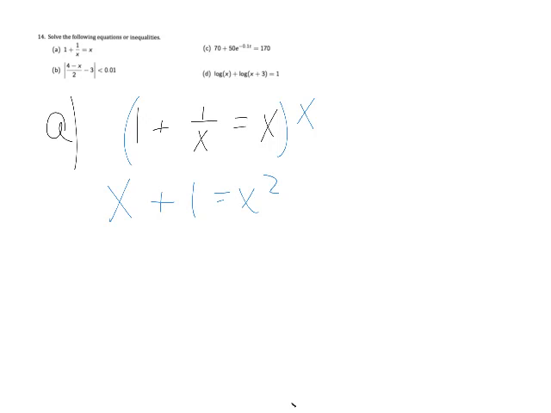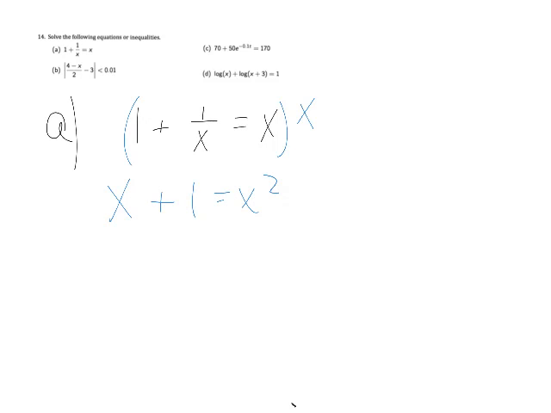Okay, so when we've got A, we're doing 1 plus 1 over x equals x. It's a rational equation. And we've got that x in the denominator. And so really all you're going to do is multiply everything. Now, there are other ways to do this. Easiest, fastest way is just to multiply everything by the x that's in the denominator, so that then you have x plus 1 equals x squared.